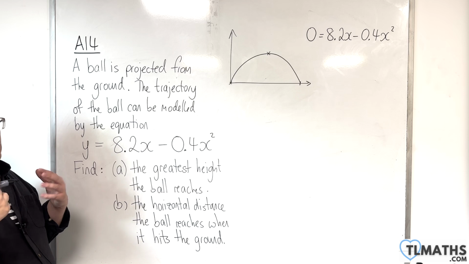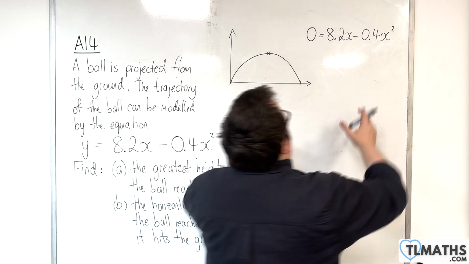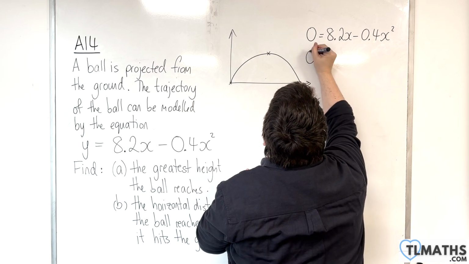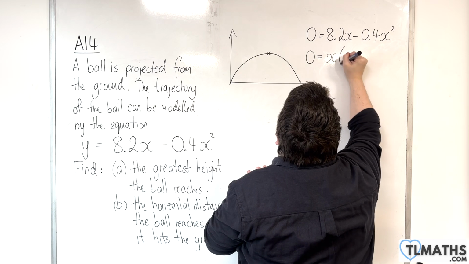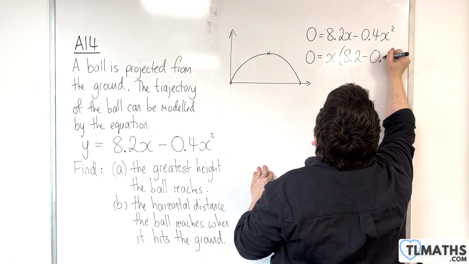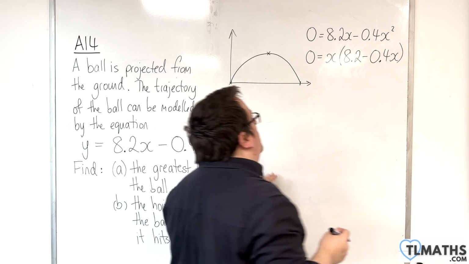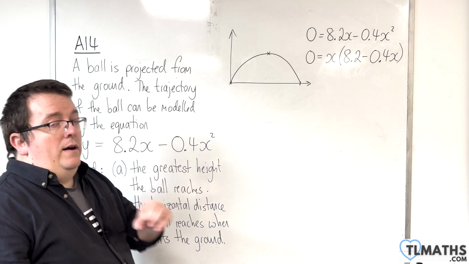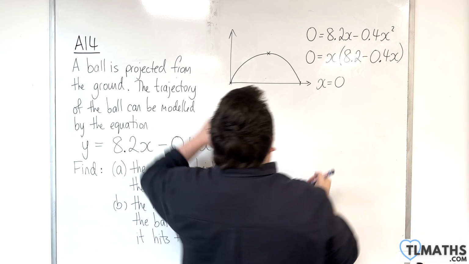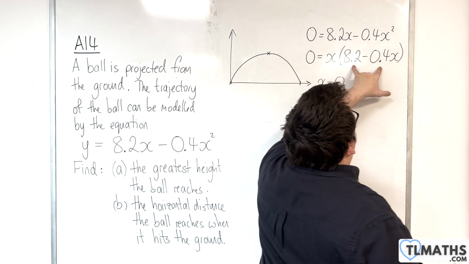Yes, you could use the quadratic formula here, but actually we could factorise this. There are two terms with a factor of x. So if we factor out the x, we would have 8.2 take away 0.4 times x, because x times that gets me the x squared. So either the x is 0, but I'm not interested in that because that's that point there, or this bracket is 0.